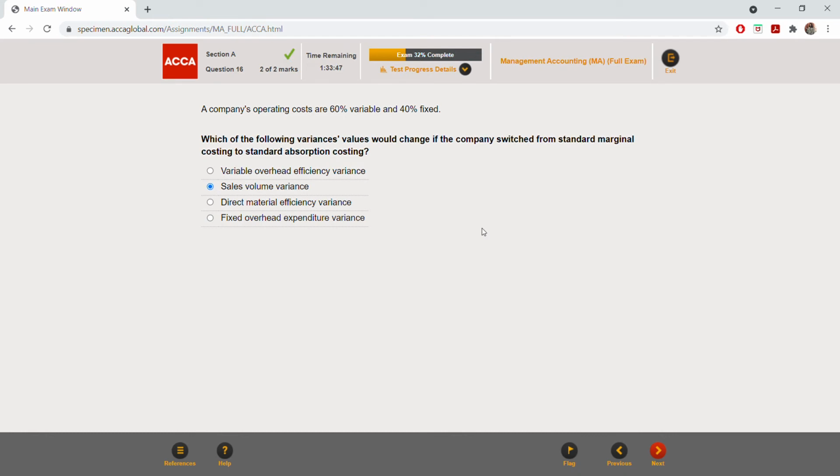Because absorption and marginal has to do with sales volume only. They have a link with sales volume variance. Both of them. So if we change from this to that, sales volume variance will change.